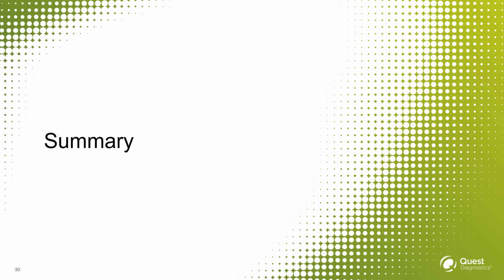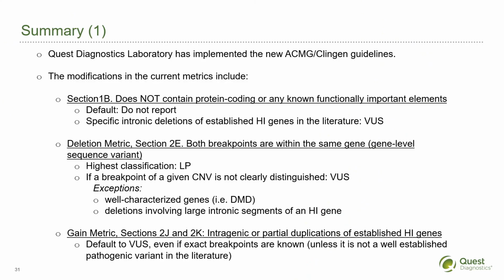In summary, we recently implemented new ACMG ClinGen guidelines. The modifications in the current metrics include Section 1b. We will not report a CNV if it does not contain any coding genes or exons. However, specific intronic deletions of established HI genes in the literature will be reported as uncertain.